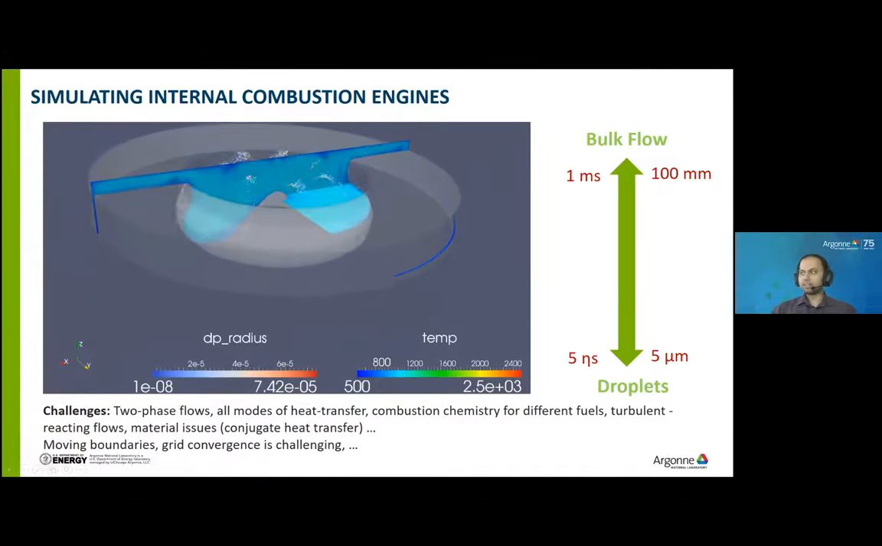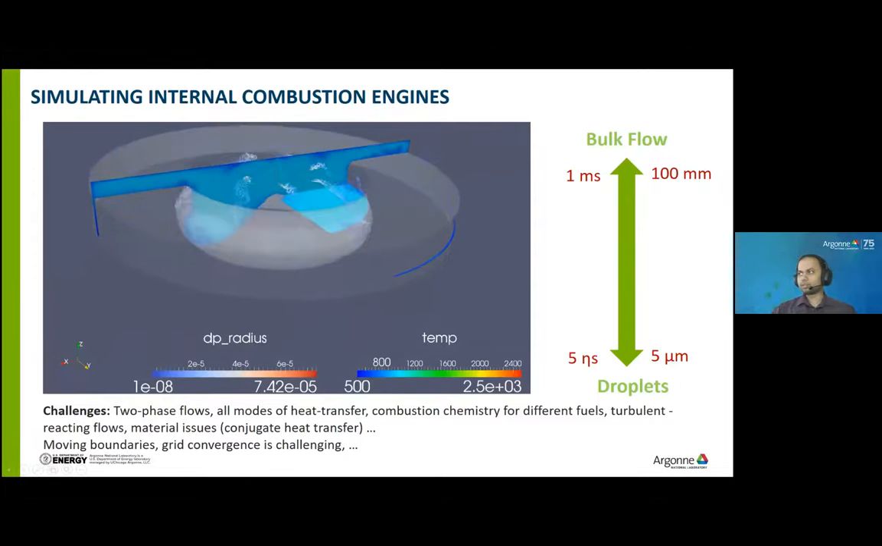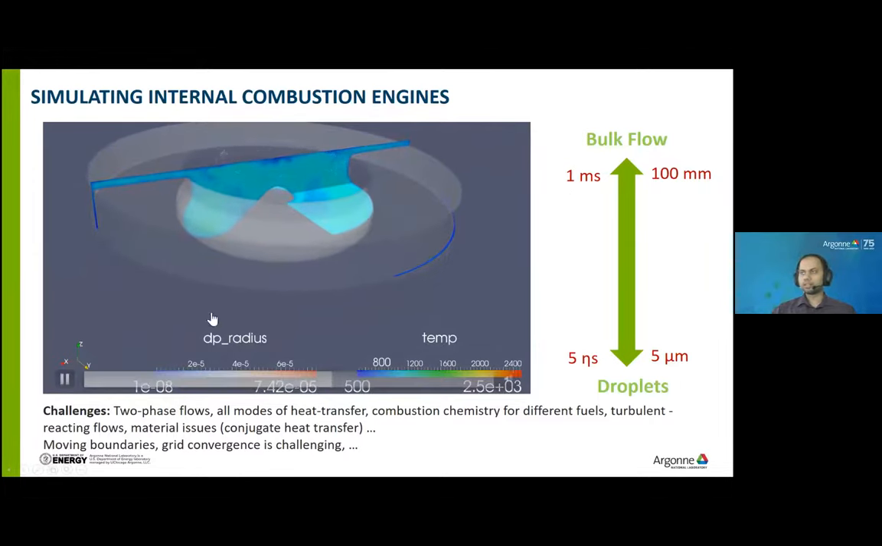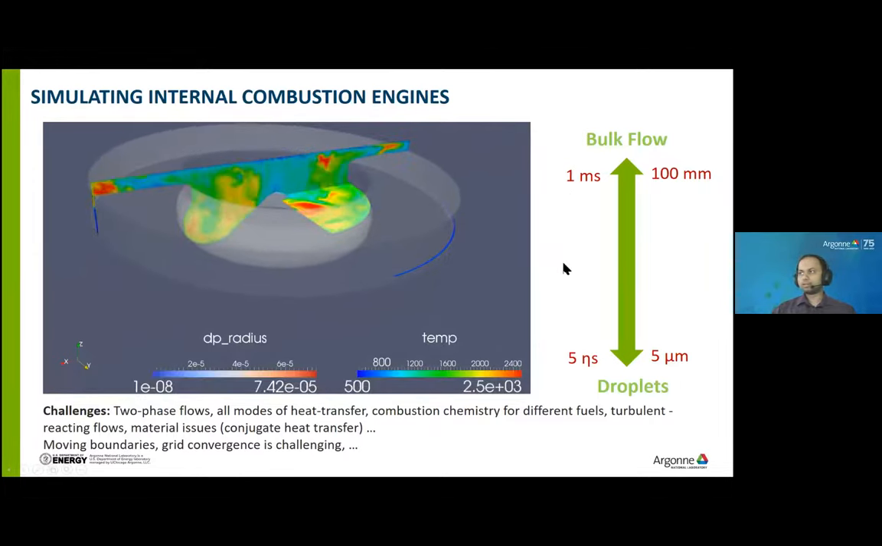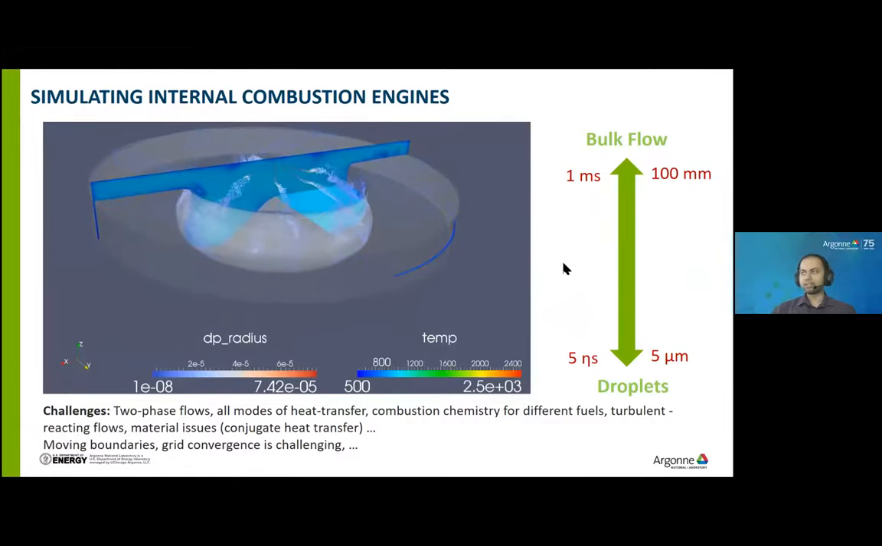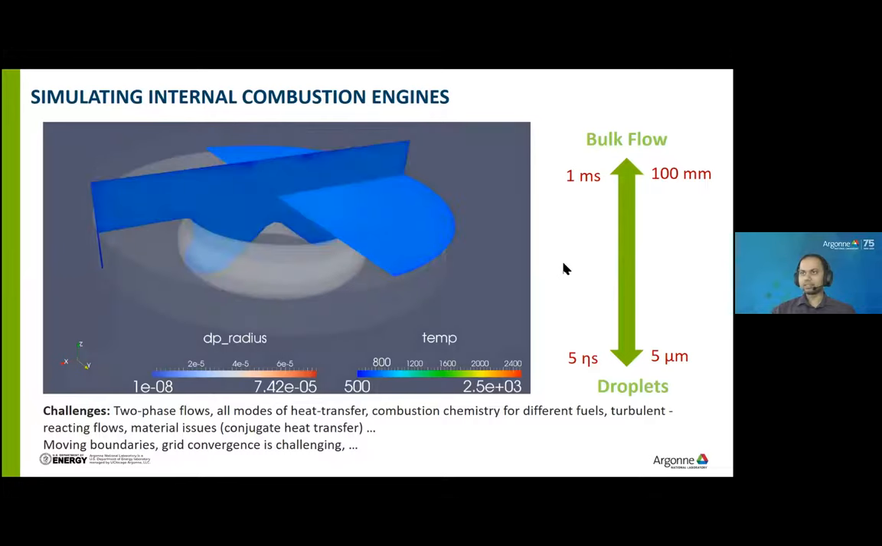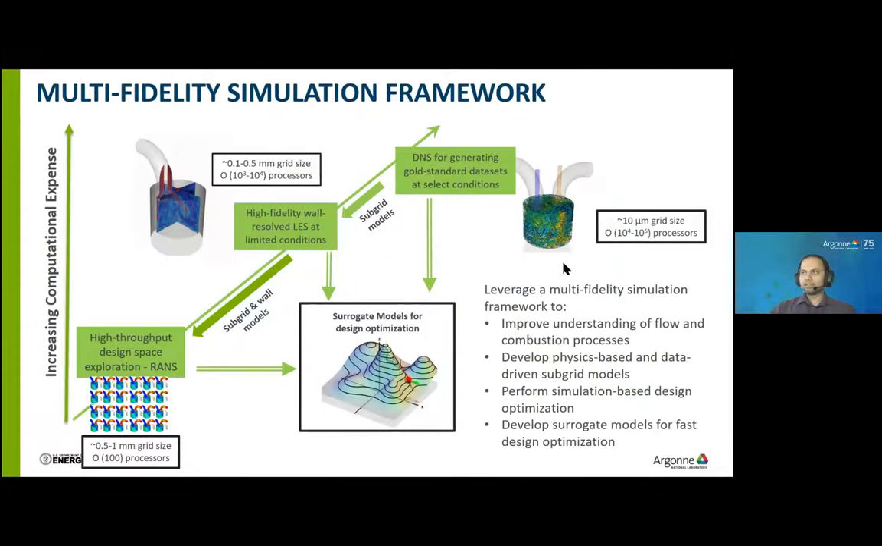And also, you have to take into account moving boundaries, where it has been shown that getting grid-convergent simulations is very challenging. Additionally, in terms of length scales in an internal combustion engine flow, it can go all the way from 5 microns for droplets to 100 millimeters when you're considering the bulk flows. And similarly for time scales, there's a large range. So if you want a fully predictive simulation for these systems, it is in fact very challenging.